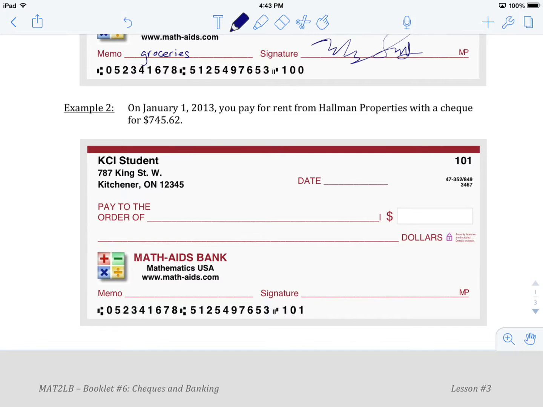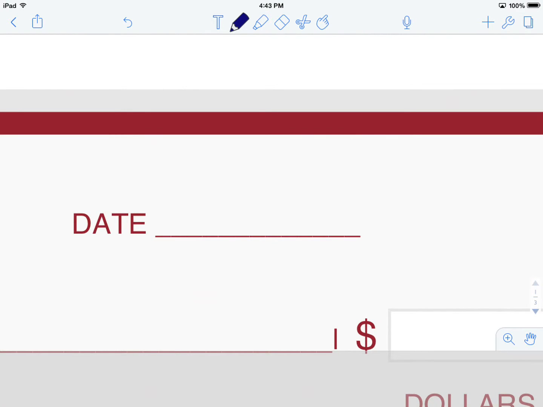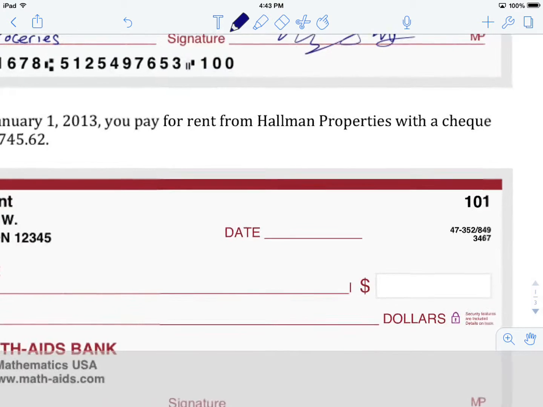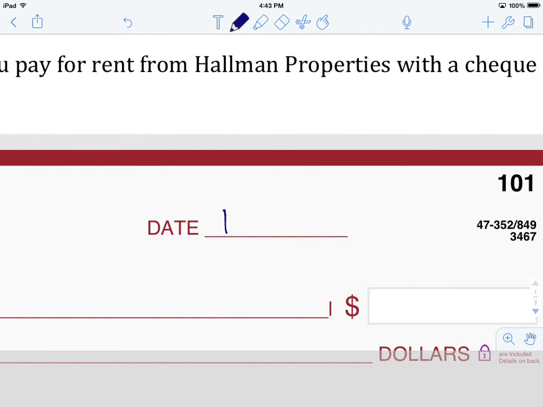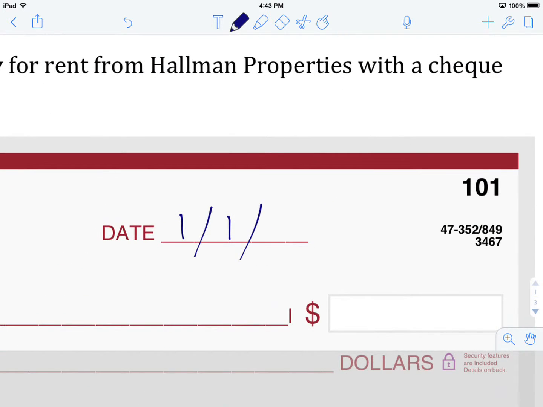Okay, let's get a look at example number 2. On January 1st, 2013, you pay rent from Hallman Properties with a check for $745.62. All right, starts off with a date. Now I'm going to show you a slightly different way to write the date this time. Sometimes you can write the date by writing the actual day. So that's going to be 1 with a slash, and then the month, which is the first month of the year, which is January, followed by the year, which is 2013. There's a slightly different way you might see the date written. You can write down January 1st, 2013 rather, and that's fine too.